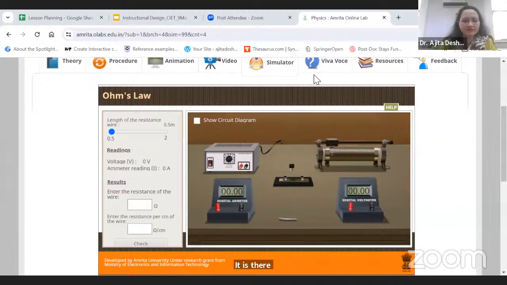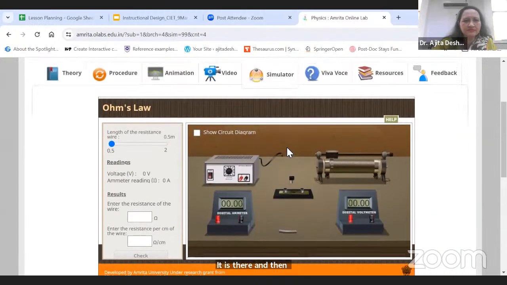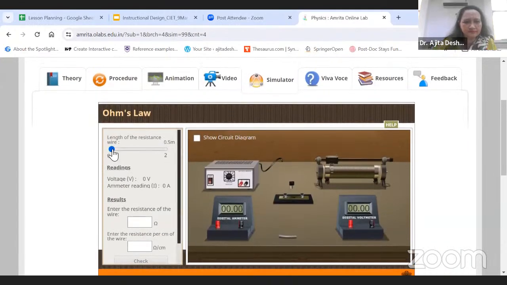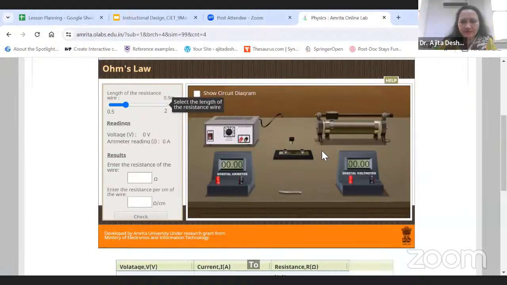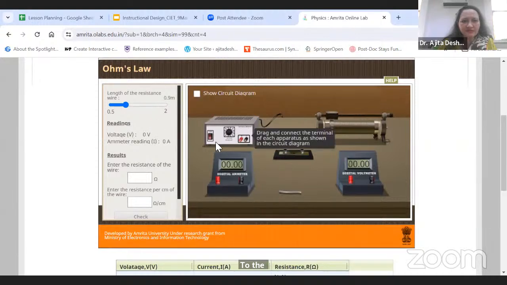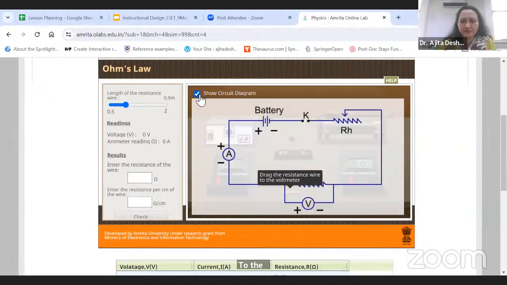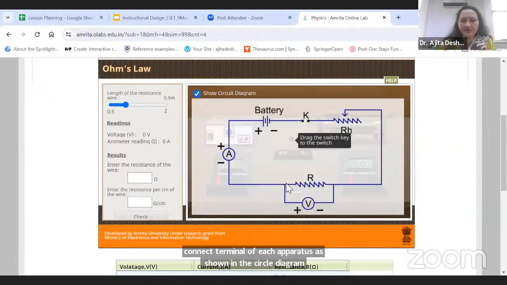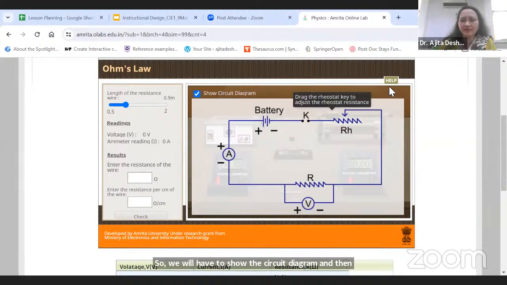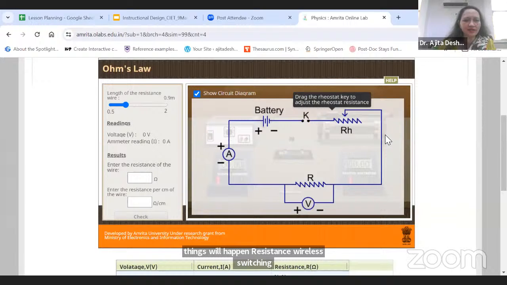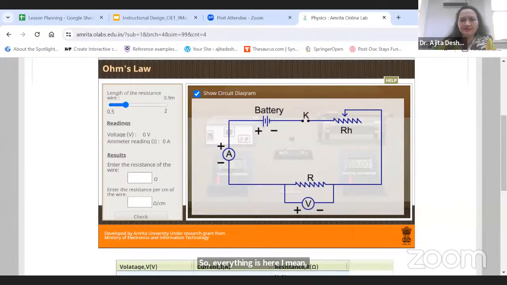And then now this actually helps to draw this. Probably this has to be added. We'll go to the help. Select the length of the resistance of the wire, drag and connect terminal of each apparatus as shown in the circuit diagram. So we'll have to show the circuit diagram and then things will happen. Resistance wire, drag the switch key. So everything is here. I have a time limit also, but this demonstration, I hope, is enough.